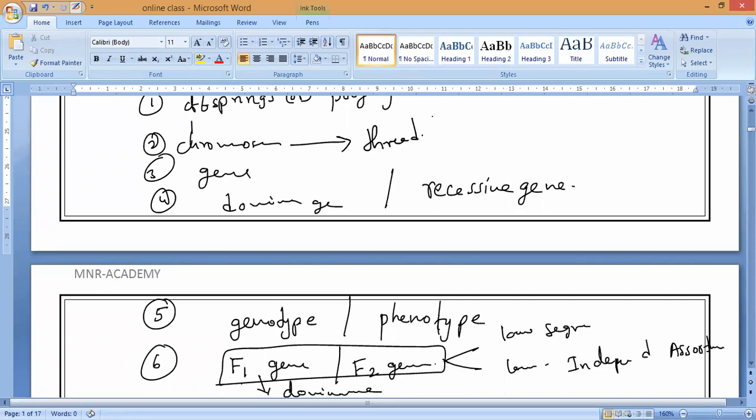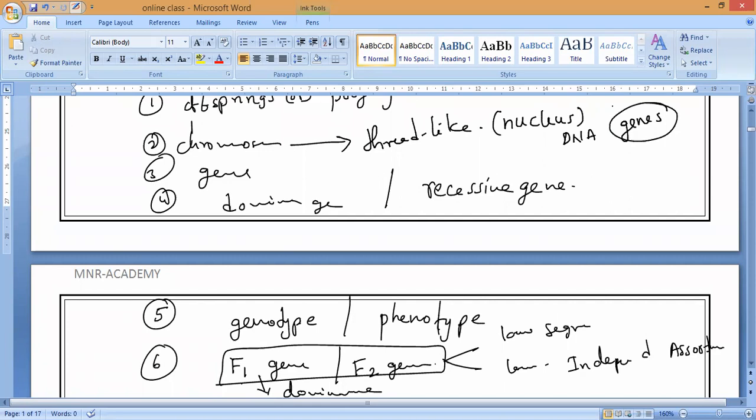Thread-like structure. Yes. They are the thread-like structures which are present where, guys? Nucleus. They are present in the nucleus of a cell, and they are formed of what, guys? They are formed of DNA, which carries the genes. That is what we have been studying.